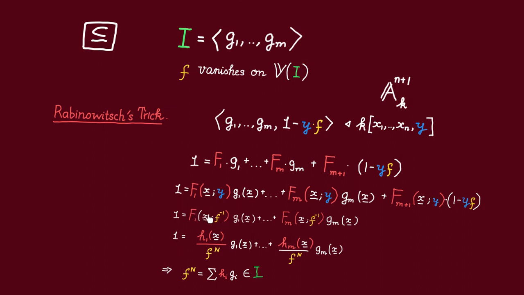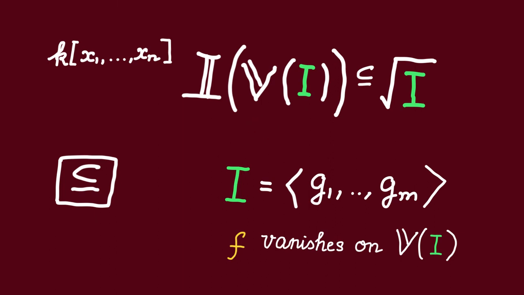Now clearly each of these polynomials is going to be of the form some polynomial in x divided by some power of f, and because there are only finitely many of them, we can choose the same common denominator f to the n. Thus we can write 1 as a combination of gi times polynomials in x over f to the n. Multiplying both sides by f to the n gives us that f to the n must lie inside the ideal generated by the gi. In other words, f must lie inside the radical of I. Thus we have shown that I(V(I)) is contained inside the radical of I, and this concludes the proof of the strong Nullstellensatz.